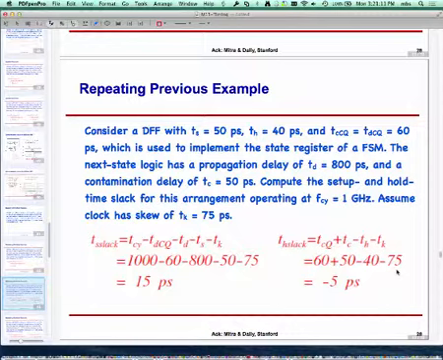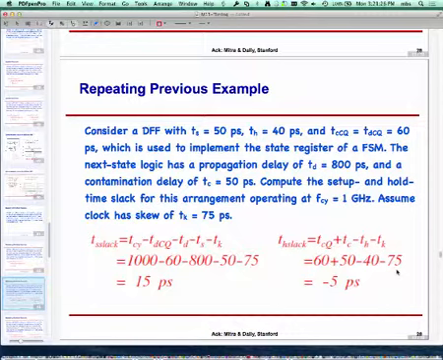What is the limit on the skew that you can add? Like, when would it not be an advantage anymore? Oh, you mean skew or slack? Sorry, skew. Yeah.